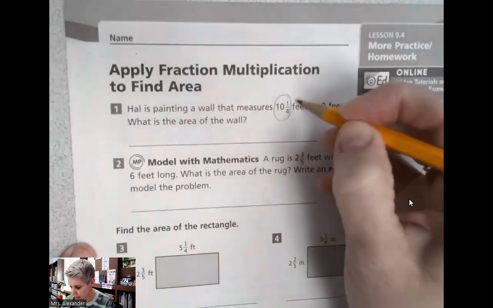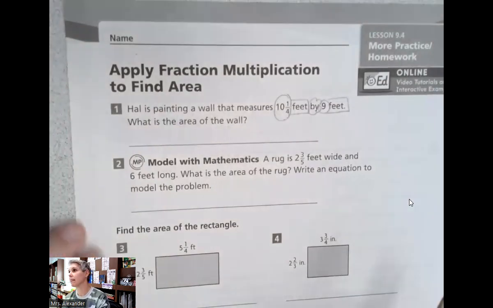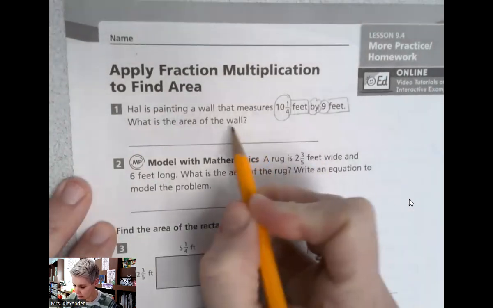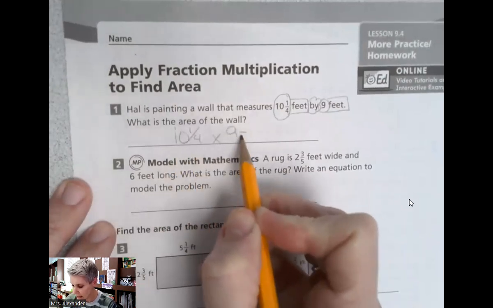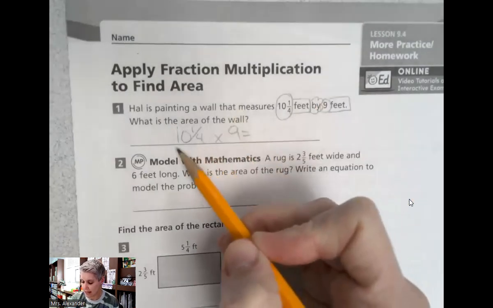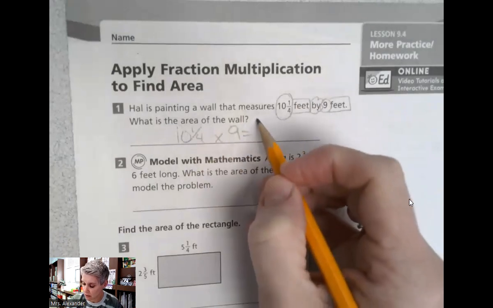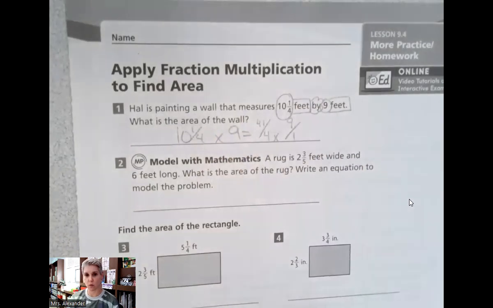So there's our 10 1/4 feet by 9 feet. So we would have 10 1/4 times 9 equals. So there are a couple of ways we can do this one, right? We can take our whole number and put a 1 under it. If it's a whole number, we can put a 1 under it. We can also rename our 10 1/4. If we do that, 10 1/4 becomes 41/4 times, there's our 9 with our 1 under it.